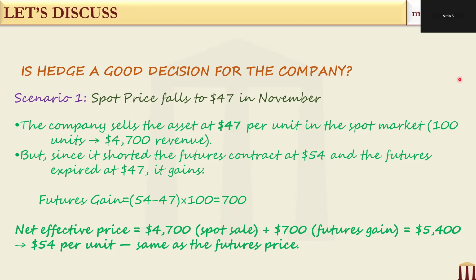What is the gain in the futures? Is it not 700 as well in total? Yes, $7 per unit, so $700 in total in futures. Agreed? Okay. So you have gained $700 already in the futures, and you actually sell the asset in the spot market only at $4,700.